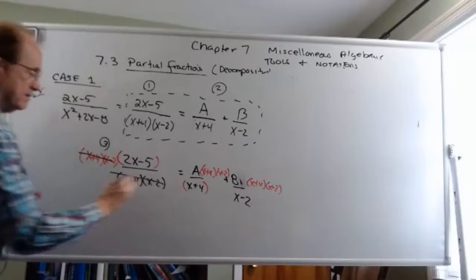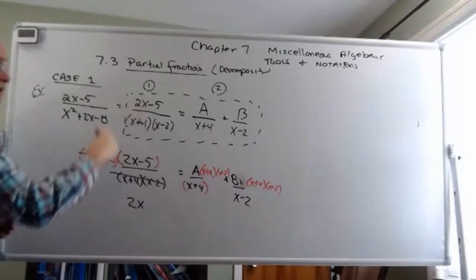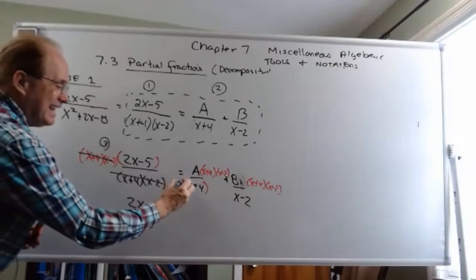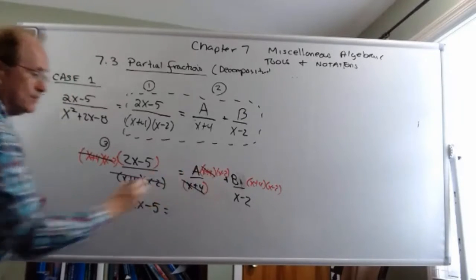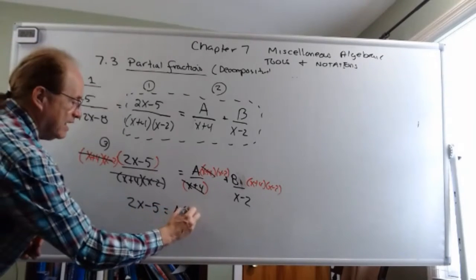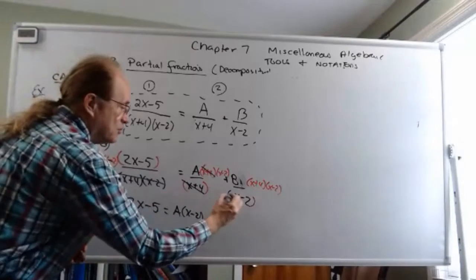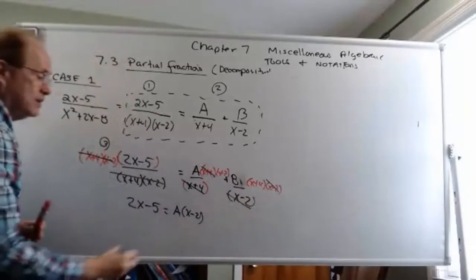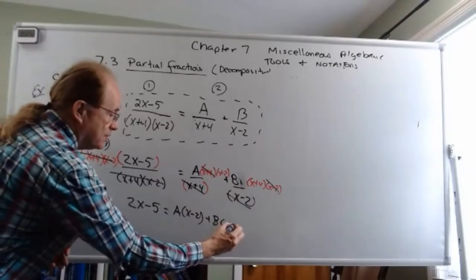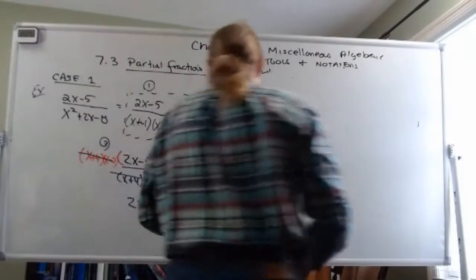Everything here cancels. So on the left-hand side, I simply have the numerator of what was there before. Over here, the x plus 4 cancels. So what do I have? I have a times x minus 2. Over here, the x minus 2 cancels. So I have plus b times x plus 4. Okay, so that's my step 2.